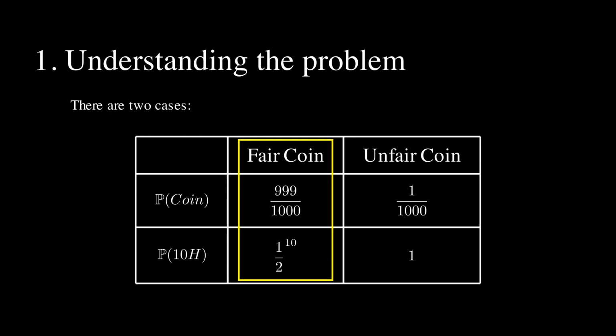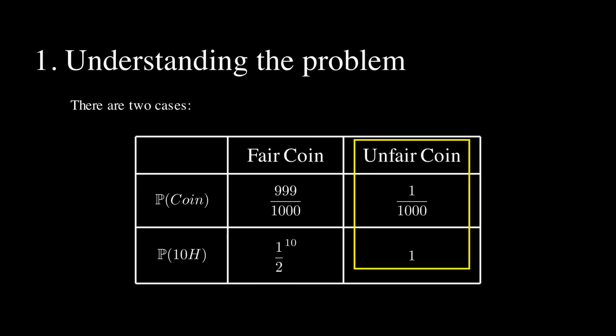On the other hand, the probability of drawing the unfair coin is 1 in 1,000. However, given that we've drawn the unfair coin, the likelihood of observing 10 heads is exactly 1, because both sides of the coin are heads.